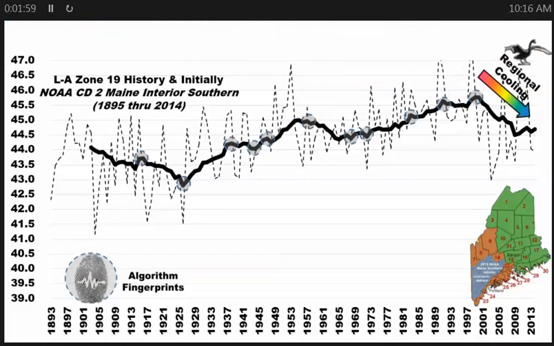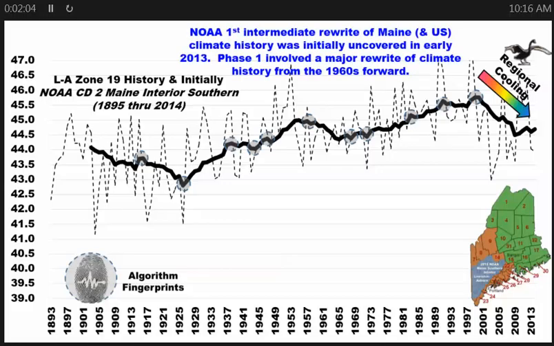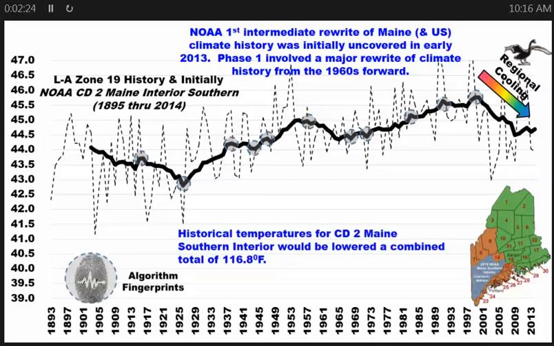Because I contend, as we've said earlier, here's the regional cooling that's occurred since 98. I believe NOAA's first intermediate rewrite of Maine and U.S. climate history was initially uncovered in early 2013. Phase 1 involved a major rewrite of climate history from the 1960s forward. Historical temperatures for CD2 Maine, southern interior, would be lowered a combined total of about 116.8 degrees.